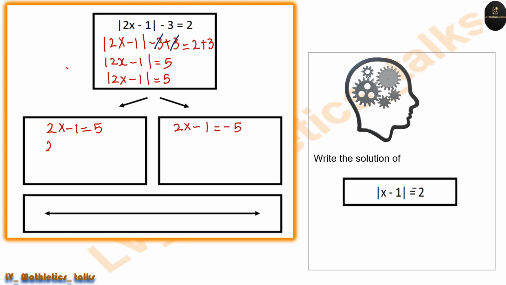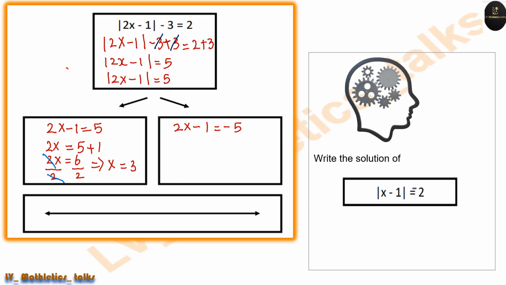So here 2x minus 1, transfer to the other side, it becomes plus 1. This is equal to 5 plus 1. So 2x is equal to 6. Now I need x on the left side, so I can use the inverse operation, dividing by 2 on the left side and right side. So when I divide 2x by 2, what happens here? This 2 and 2 get cancelled out. So I get x over there. x is equal to 3, right?